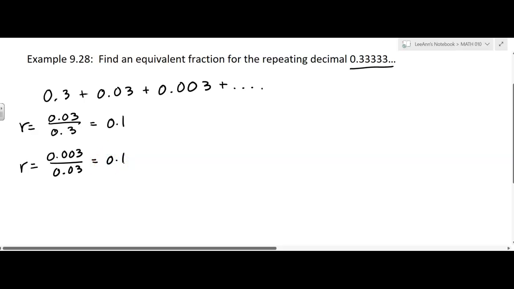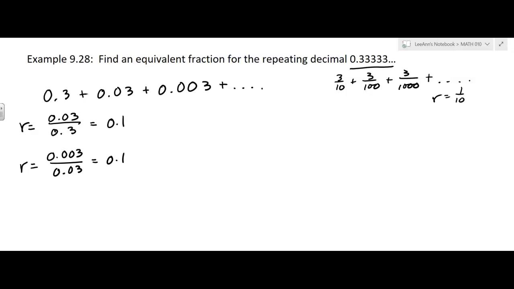I find it easier to look at it in terms of fractions. It's like 3/10 plus 3/100 plus 3/1000 plus on we go. And so you can see that the ratio is 1/10. You're multiplying each term by 1/10. But you can use the decimals. Decimals or fractions, either way.